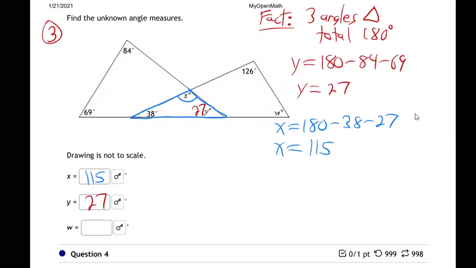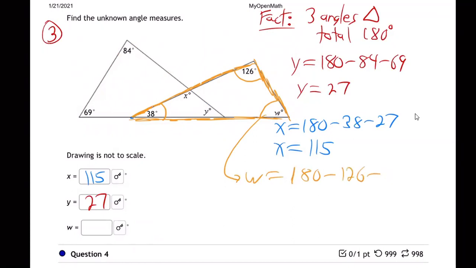And then the last one is W. They want us to get W. And it's the same thing, isn't it? I'm looking now at the triangle on the right, which has this angle and this angle. So W is 180 minus the other 2, minus 126, minus 38, because those 3 angles in the yellow triangle on the right, blocking everything else out of your mind, have to total 180. I'm getting 16. So W has got to be 16.